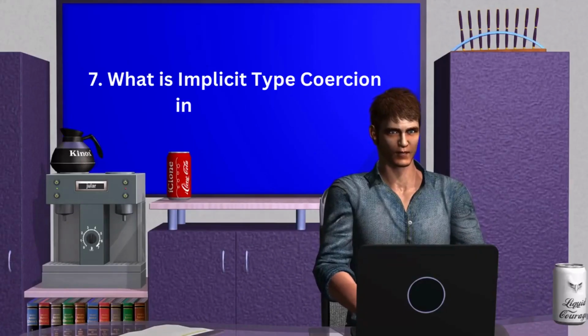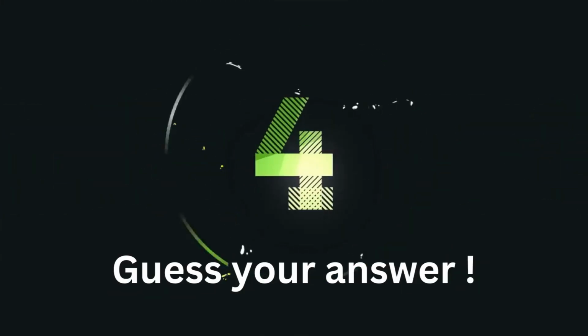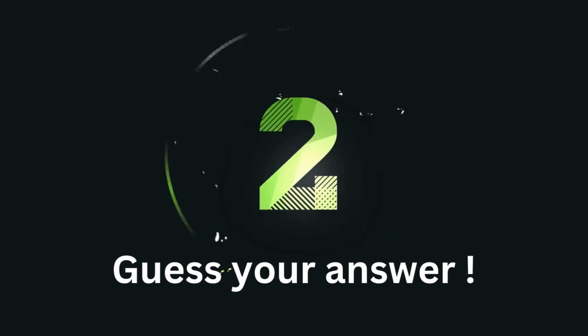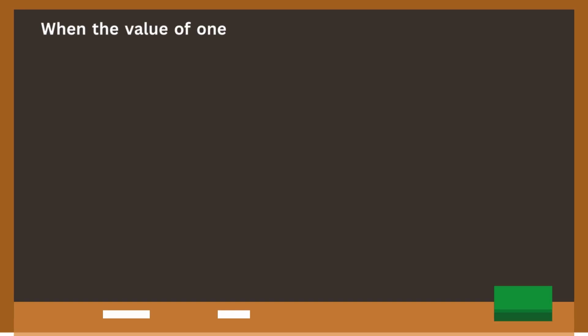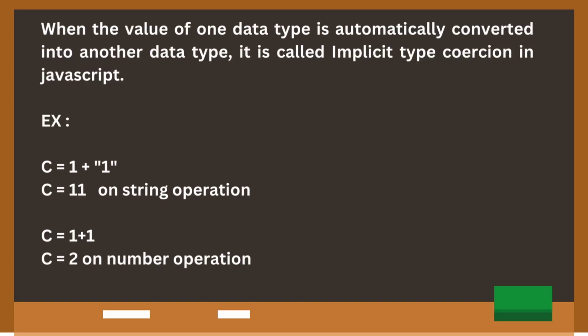7. What is implicit type coercion in JavaScript? When the value of one data type is automatically converted into another data type, it is called implicit type coercion in JavaScript. For example, c equals "1" plus "1": c equals 11, a string operation. c equals 1 plus 1: c equals 2, a number operation.